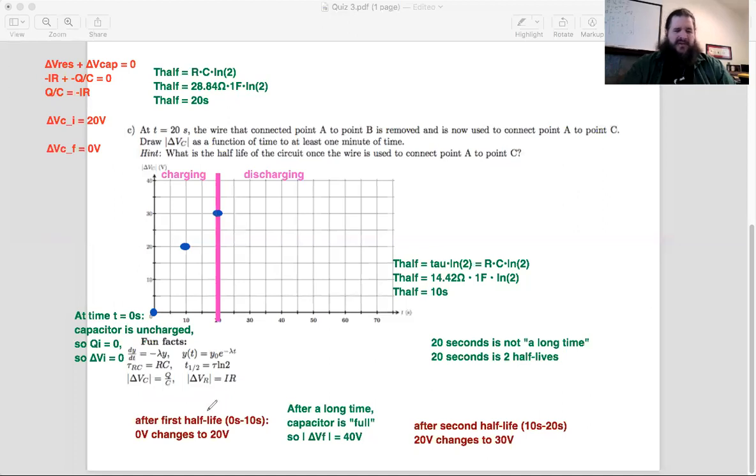So we could actually draw this in. We could draw in a smooth curve connecting these data points. And let's see what that would look like. Something like that. And this would keep going higher and higher, approaching the asymptote, but we interrupt the process at 20 seconds. So it just goes up to there. Any questions on that so far?